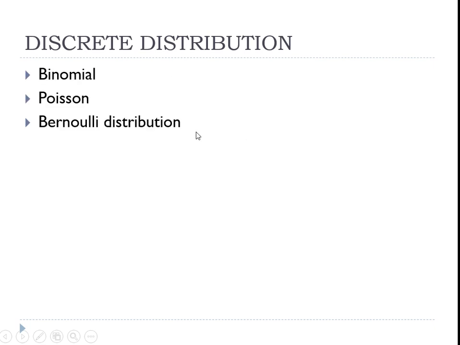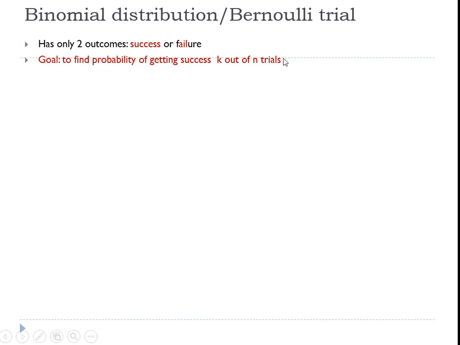Under this again we have three types: binomial, Poisson and Bernoulli distribution. Coming to the binomial distribution, also called a Bernoulli trial, as the word itself says, this is binomial. That means there are only two outcomes: either you will have a success or a failure. So what is the goal of the binomial distribution? To find the probability of getting k successes out of n trials. So that is the goal.